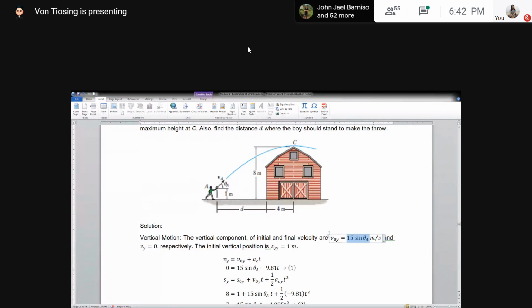And then pagdating dito, sa tuktok, di ba, free falling body yan eh. Meron siyang Vy na 0 dito sa point C. Kasi nga, di ba pagdating dito, pataas siya, then biglang bababa. Nag-change ng direction dahil 0 ng velocity roon. Okay? So the initial position is 1 meter dahil ang reference natin ay dito sa ilalim. Okay?